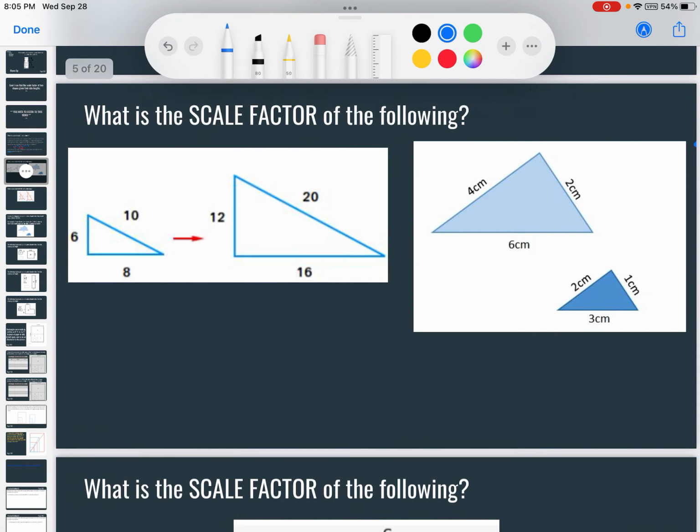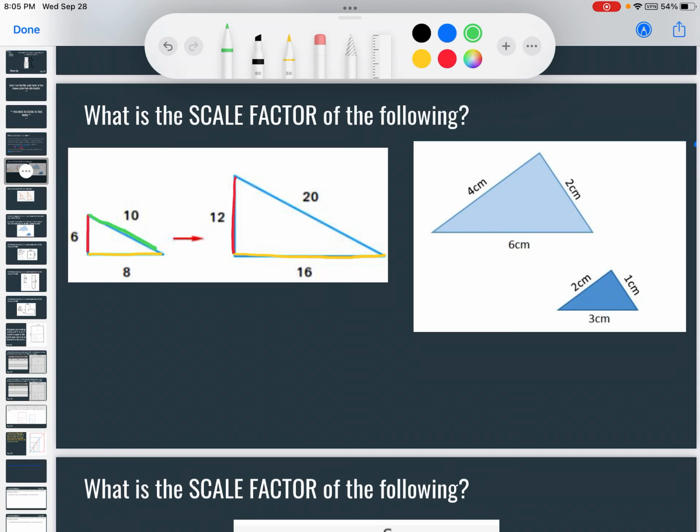So let's practice with scale factor a little bit. I have a couple shapes here, and we're just going to see if we can figure out what the scale factor is. So in this first one, I have two triangles. Okay, and first let's find the corresponding sides, the sides that match up in the little and big ones. So this side is corresponding with this side here. This bottom side is corresponding with this one here.